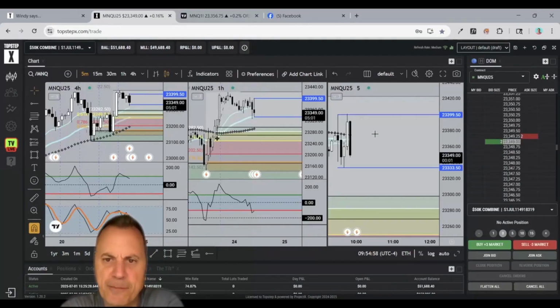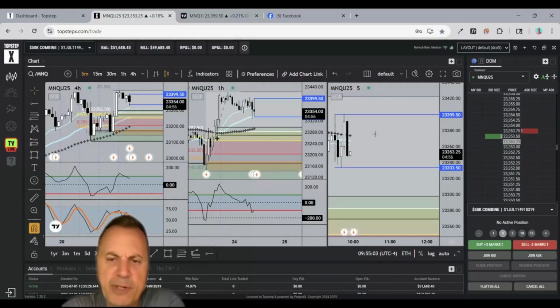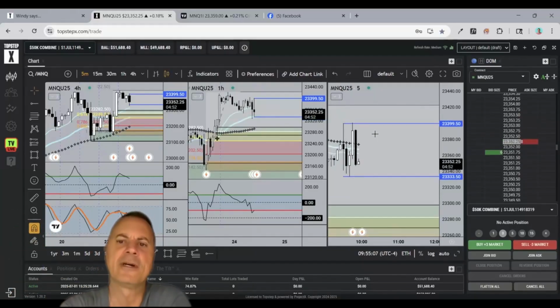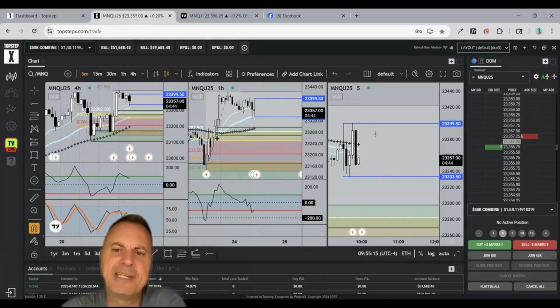So look what's going on here, right? Kind of a little bit of ping pong going on between the two opening range lines there. We're trading inside of that 15-minute opening range candle, aren't we? What's going on here? Well, price hasn't chosen a direction yet.